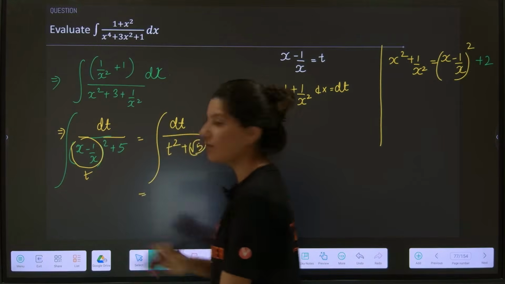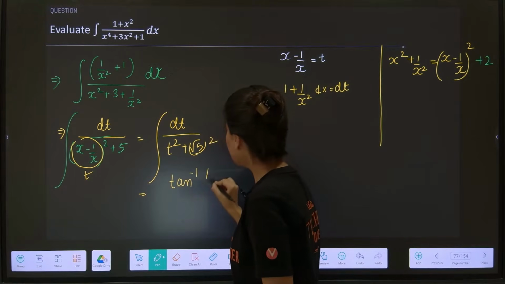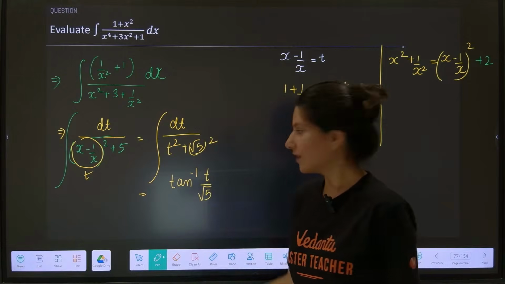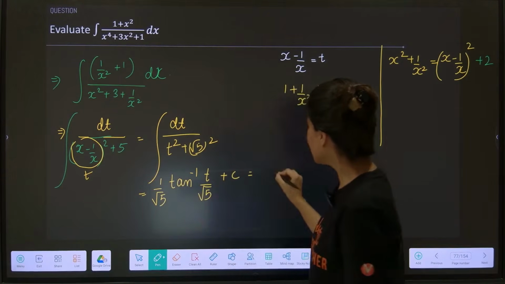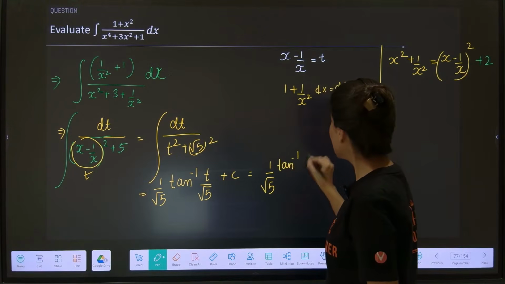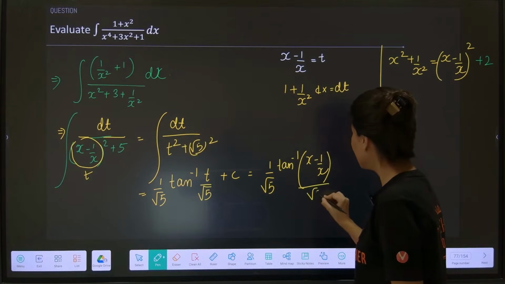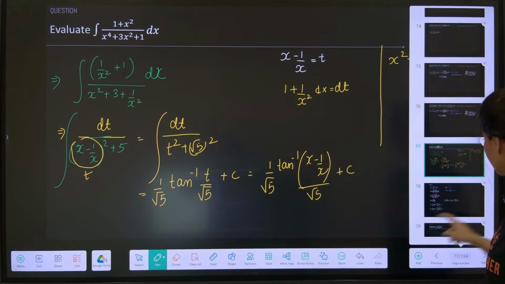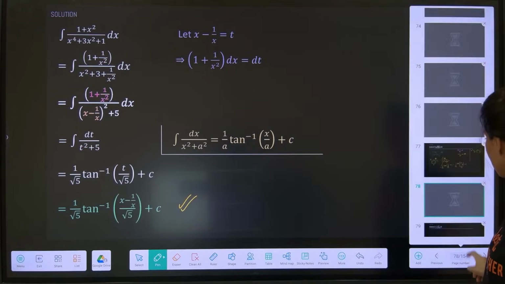Now do you remember which formula is this? Tan inverse t upon root 5. Right or wrong? 1 upon a, please do not forget, plus c. Now you can just convert, this is 1 by root 5, tan inverse x minus 1 by x by root 5 plus c. Yes? See, this is the answer. Any issue, any problem? Are you getting it?